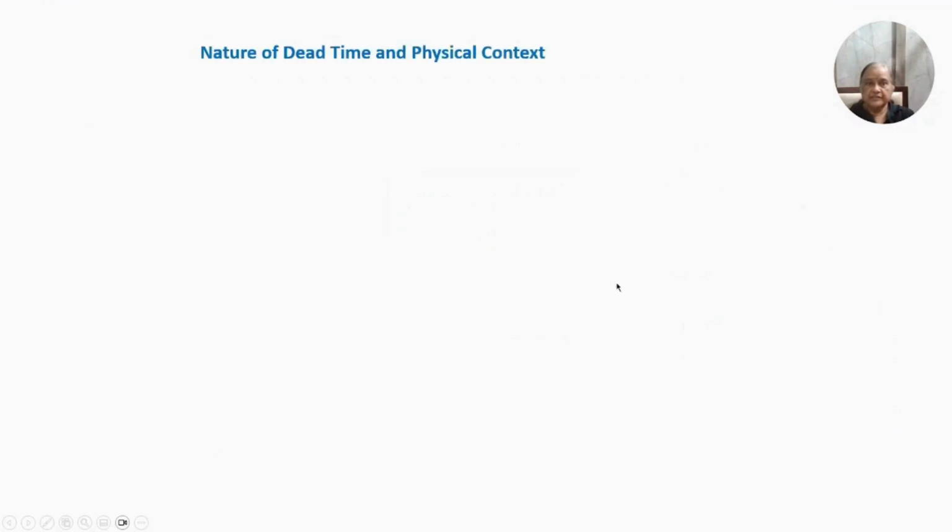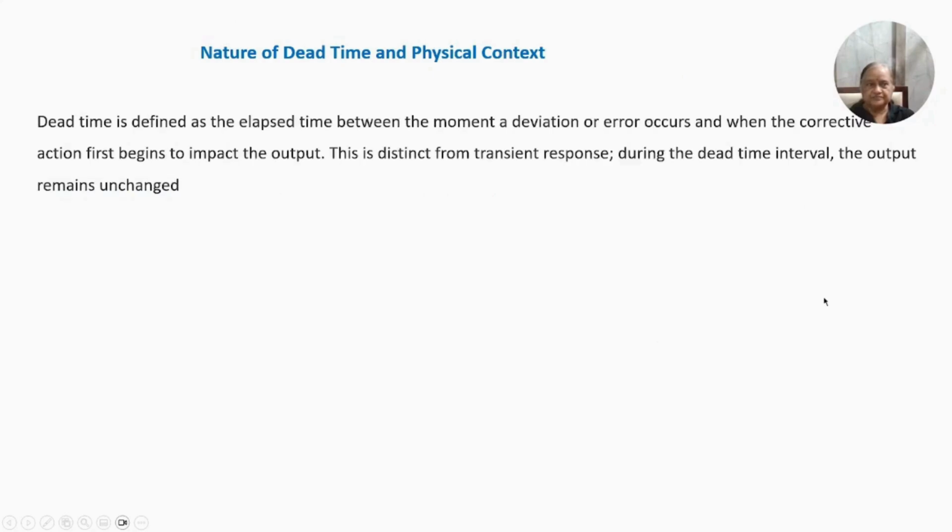So, the nature of dead time and its physical context. Dead time is defined as the time elapsed between the moment a deviation or an error occurs and when the corrective action first begins to impact the output. This is distinct from the transient response. During the dead time interval, the output remains unchanged, whereas in the transient response, the output changes, but it is a transient period before it reaches the steady state. Here, the output does not change at all before the dead time has elapsed.